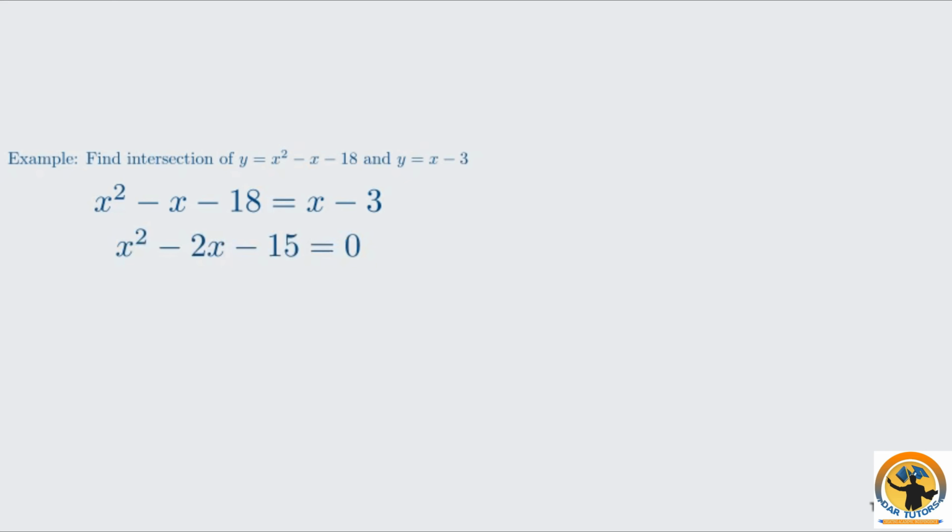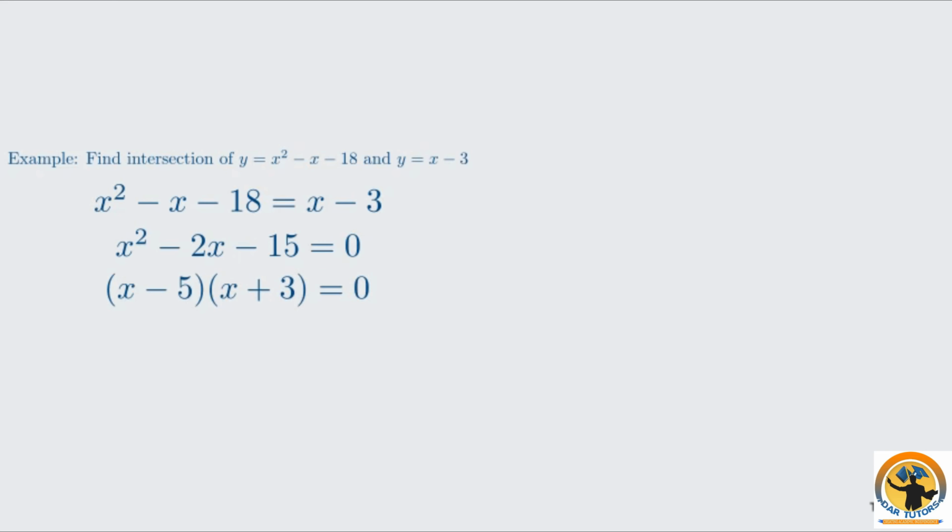Now we need to solve this quadratic equation. We can solve it by factoring, using the quadratic formula or completing the square. Let's use factoring. We look for two numbers that multiply to negative 15 and add to negative 2. These are negative 5 and positive 3. So we can factor the equation as the quantity x minus 5 times the quantity x plus 3 equals 0.